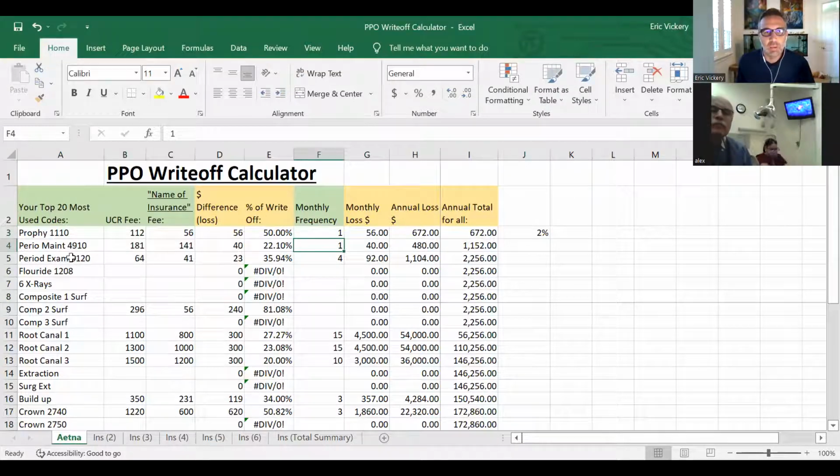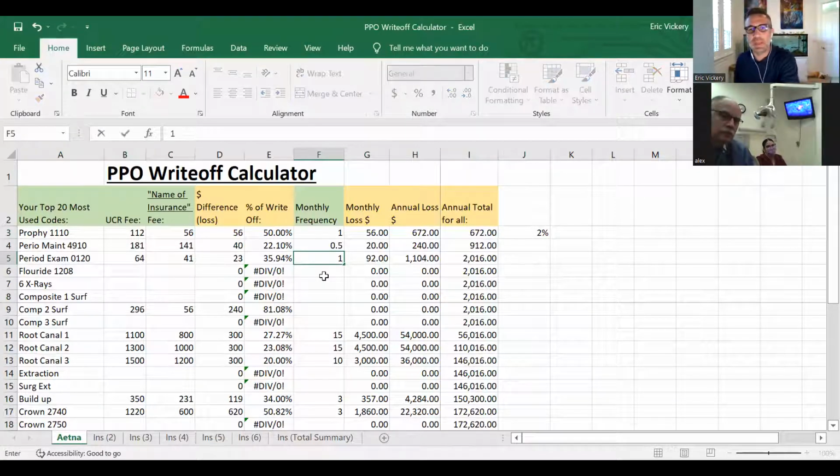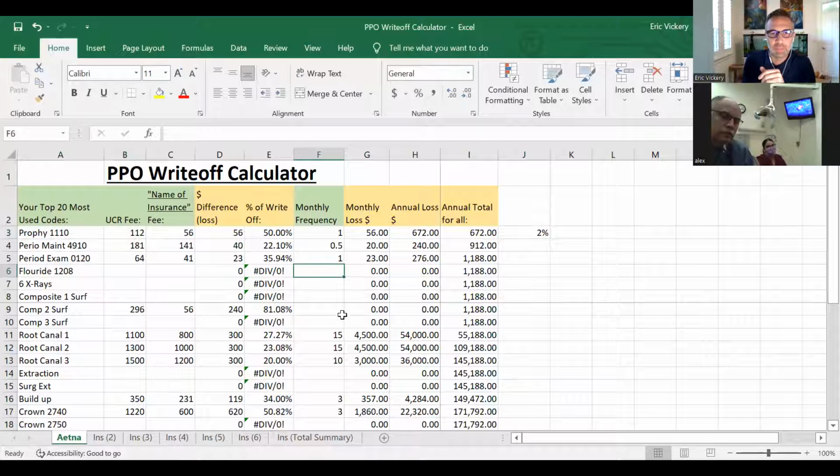Okay. And in our procedure code reports, how many 4910s do we do? Oh, we do about 20 of those a month. Okay, so that's about a half. That would be Aetna. And you start to figure this out as you go down. We do 50 exams a month. That would be Aetna, and it would start to go down. Okay. And you're going to see the dollar amount's going to change based upon insurance plan.